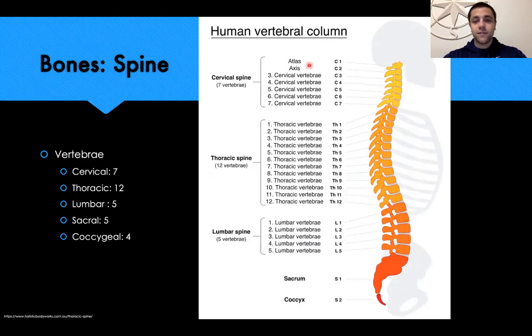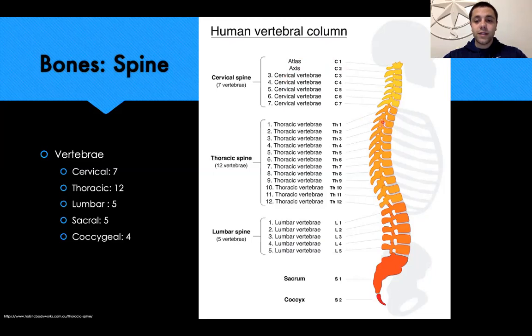You also notice that the first 2 vertebrae, C1 and C2, each have unique names as they have very unique shapes as well. C1, the very first and most superior vertebra, is the atlas, and the one immediately inferior to it is the axis. And then from there, we just name them C3, C4, C5, etc. Again, 7 cervical vertebrae in this region.